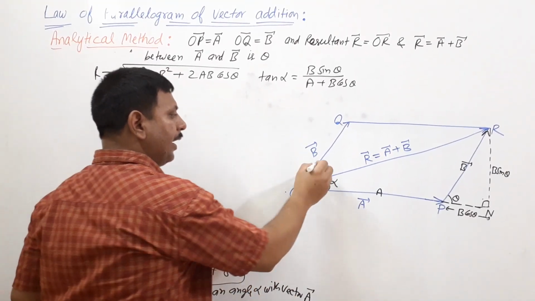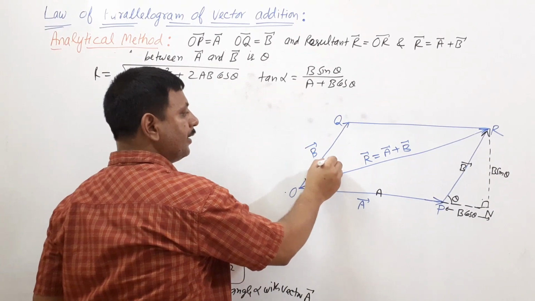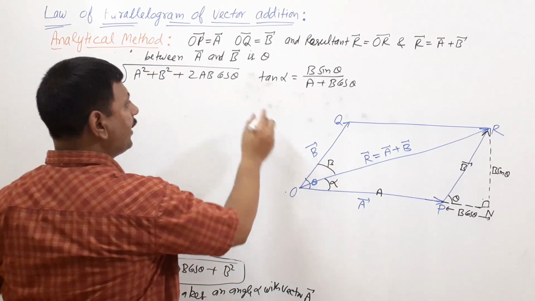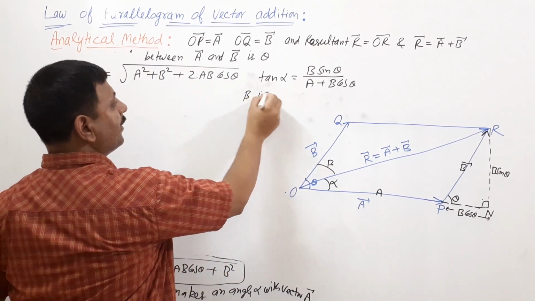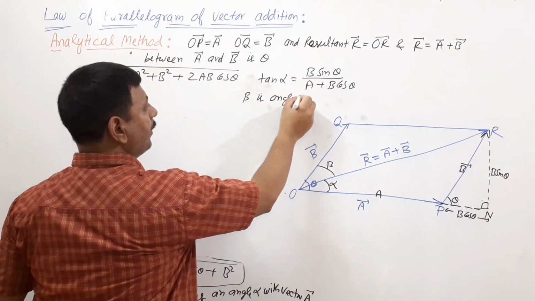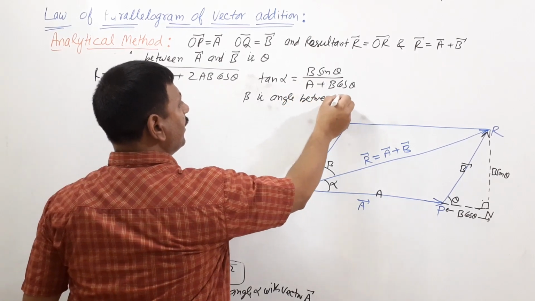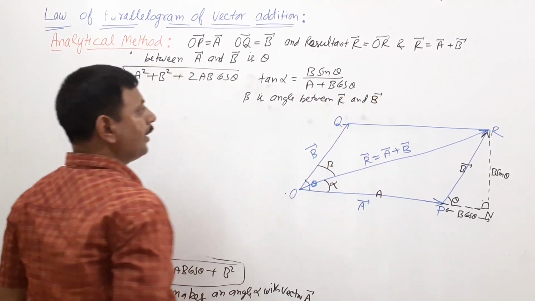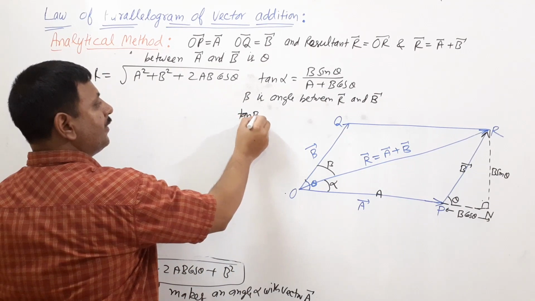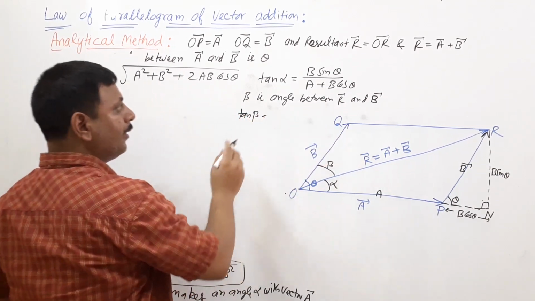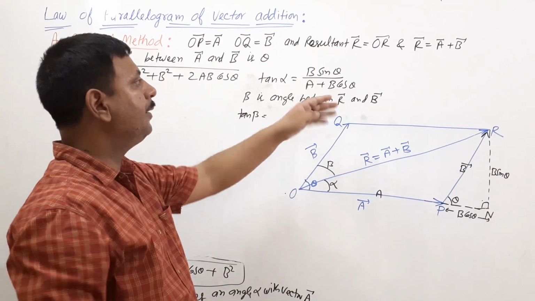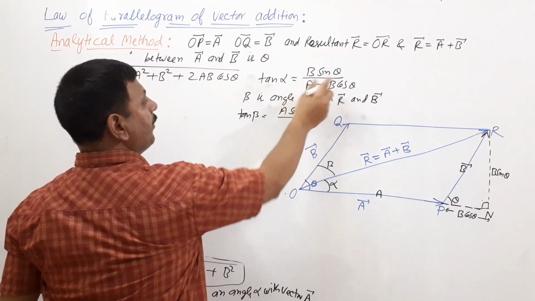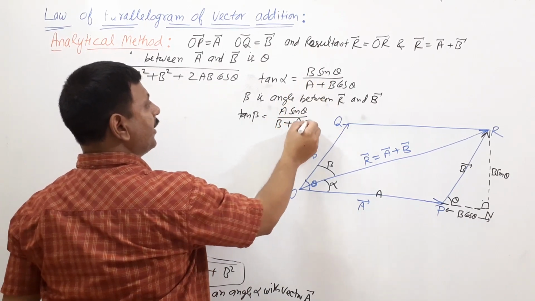Suppose the angle with B, this is beta. What is tan beta? Beta is the angle between the resultant vector and vector B. Then the same process we will do for this vector, so we replace A with B, B with A. So that will be A sin theta divided by B plus A cos theta.